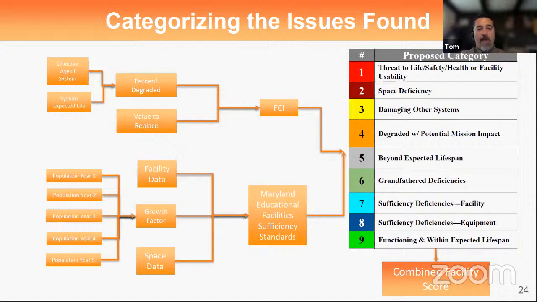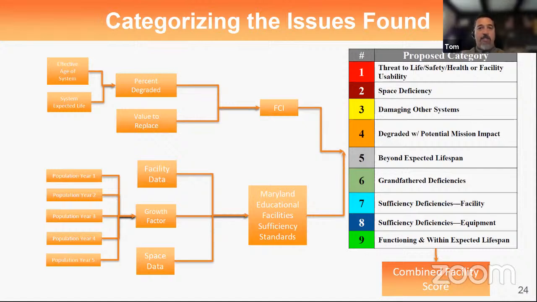So you can see we have the population values year 1 through 5. They achieve the growth factor, which we've already discussed. We have some facility data related to certain systems that are related to sufficiency. And then obviously we have the space related data. The expected useful lifespan and effective age or remaining useful lifespan of each building system factor into the condition measure or FCI, which is then weighted by the cost of replacement. So the relative value of the deficiency it represents is known and can be compared fairly against other deficiencies.